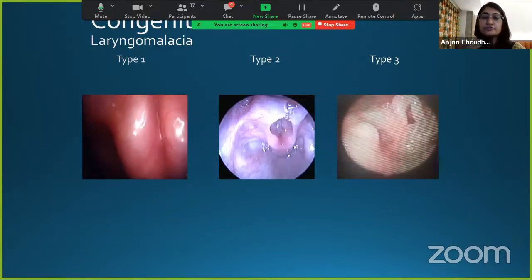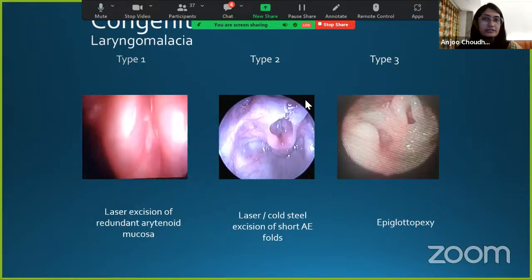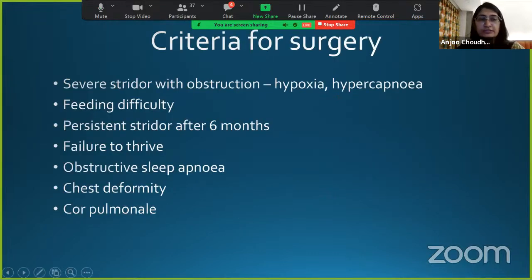So what is the criteria for surgery for us? This is a common question asked by pediatricians. So we see if there is severe stridor with obstruction resulting in hypoxia or hypercapnia, then definitely we cannot wait for such a child to outgrow the problem. If there are associated feeding difficulties or failure to thrive or any persistent stridor after 6 months, we need to do an endoscopy and most probably we'll be able to give a correctable result to the child.